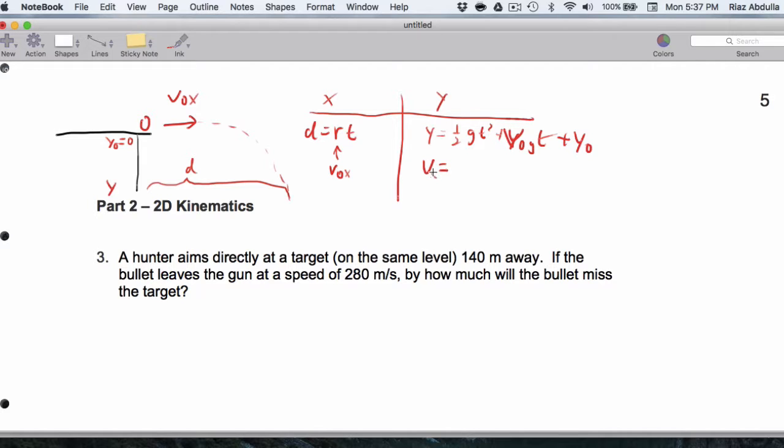one for the velocity, and one that doesn't include time, just in case we need it. So here's the idea.